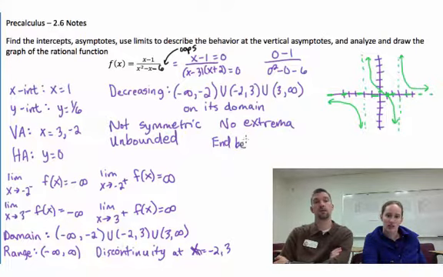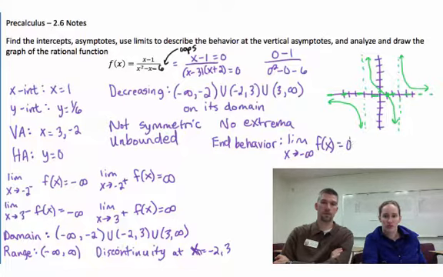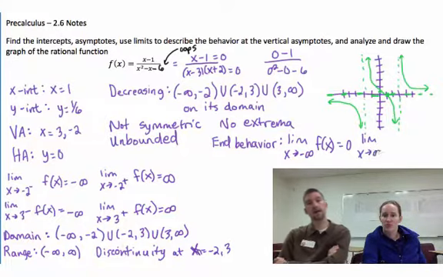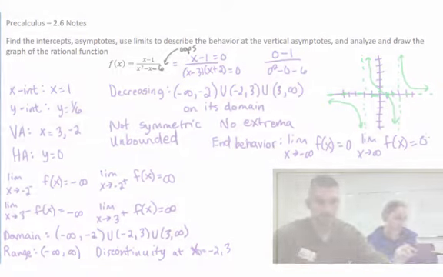Next we would normally talk about our asymptotes, but we already wrote them over here, so we don't need to write them again. So our end behavior limits: as the limit of x approaches negative infinity of f of x, as we go to the left on our graph, we are getting closer and closer to 0. And also as we go to the right, it's the same thing. There we go. That's everything.